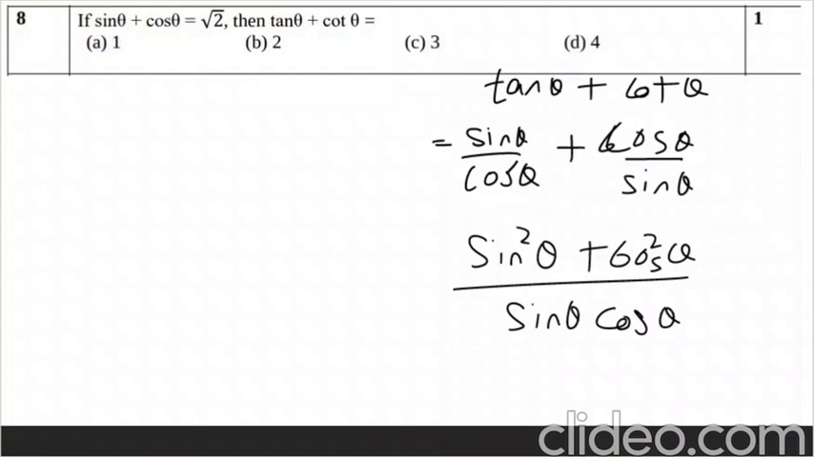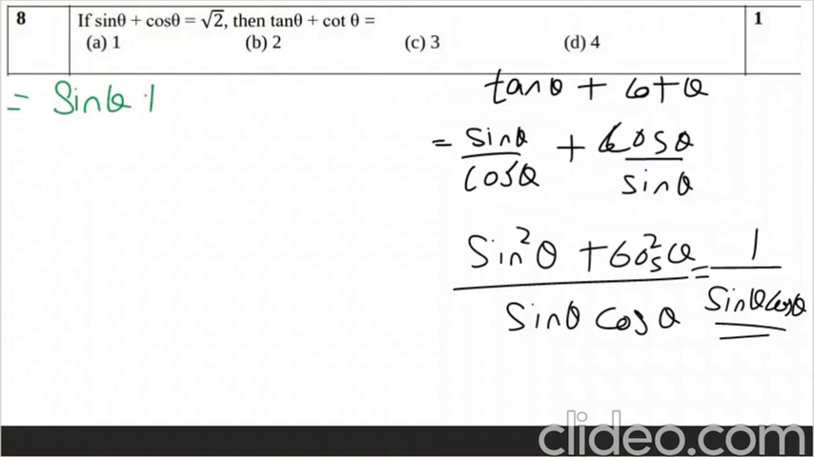Now sine square theta plus cos square theta becomes 1, and what I'll get is 1 by sine theta cos theta, isn't it? This is what I'm getting. Now, using the relations, what can I find out? If I do the squaring on both sides, it's given that sine theta plus cos theta equals root 2. This is given to us.